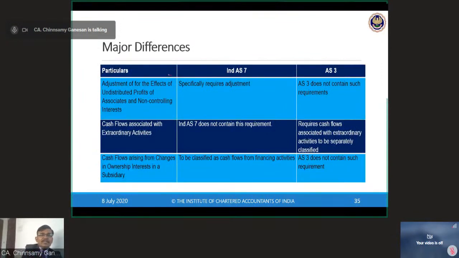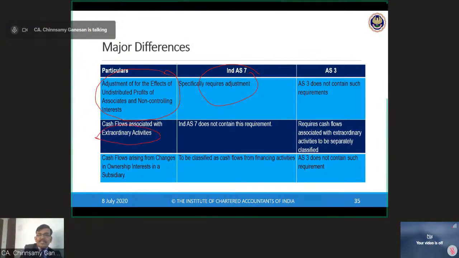In a consolidated financial statement, when you prepare the effect of undistributed profits of associate, that means there is an amount which has been sitting in that, and there is a non-controlling interest related to that. There is guidance which says that it has to be adjusted in arriving at your cash flows. That type of specific guidance is not available in AS 3, but the treatment remains the same.